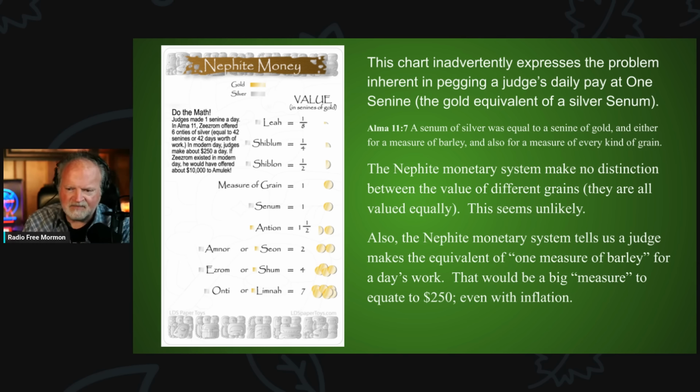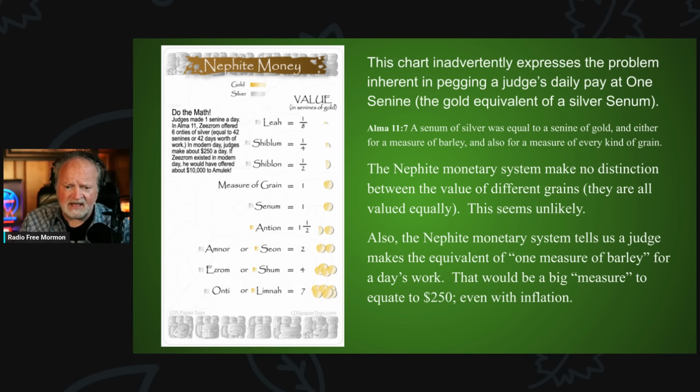This seems unlikely. Yeah, it says also for a measure of every kind of grain, including barley. So, in other words, they're saying every kind of grain is valued exactly the same across time. That seems strange. It seems unlikely to me that every measure of grain is valued exactly the same, regardless of how much there is of that particular kind of grain.